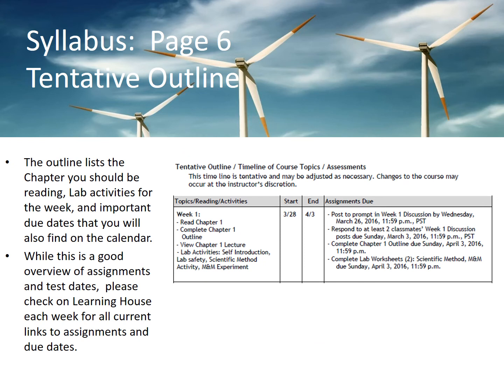Next section down in your syllabus on page 6 shows a tentative outline for the course. And on the left column here, you'll see what the topic for the week is and what you'll be doing each week. So the readings for the week and your assignments for the week and the lab activities for the week. The middle sections here show the start and end date of the week. And then this right-hand section here shows any due dates for the week.